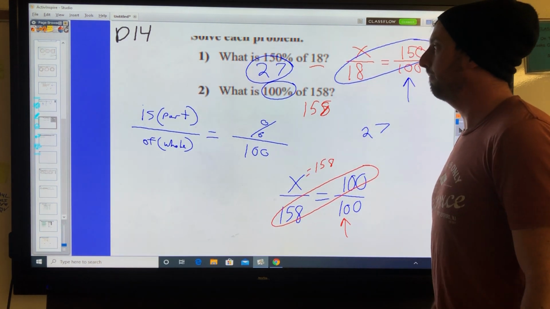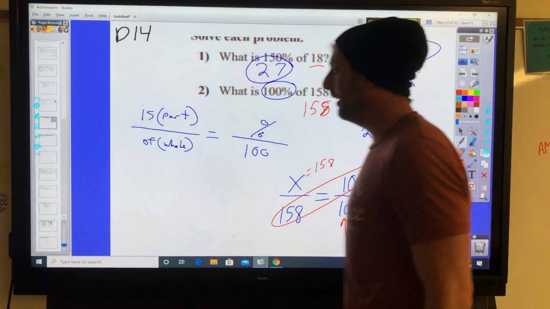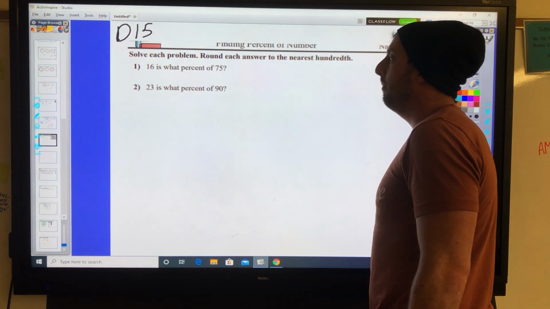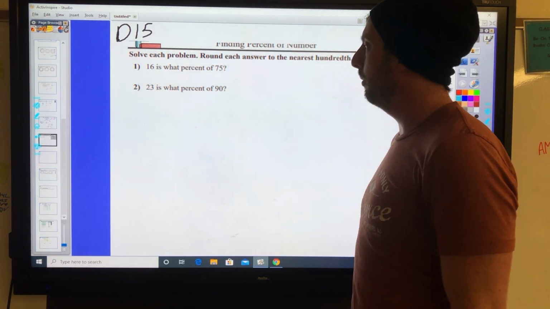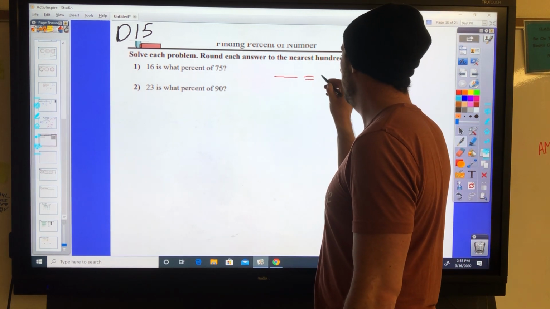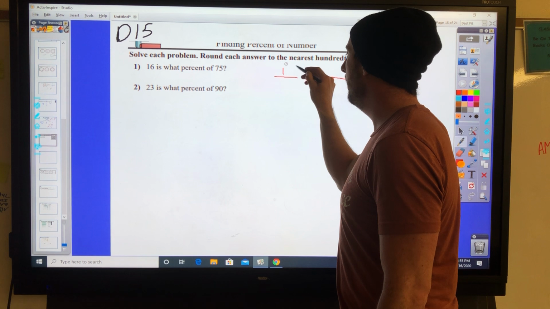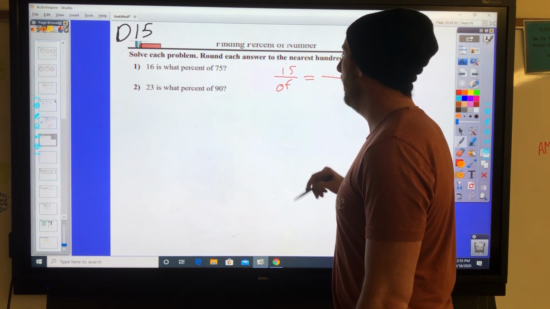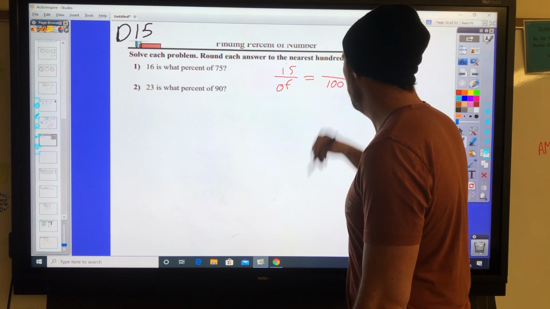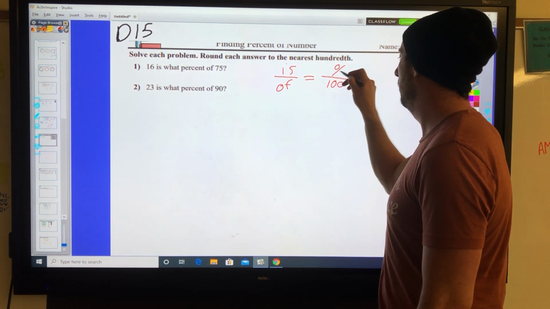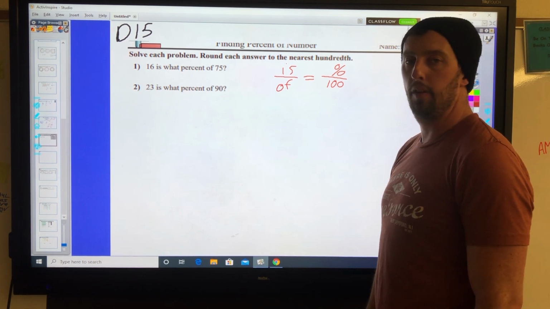All right. Day 15. We're making it. We got 5 left. Here we go. Solve each problem. Round the answer to the nearest 100th. Here we go again. We have our ratio. Here's a little cheat sheet. We have our is goes on top. The of, which is the whole, goes on the bottom. We have it over 100. And we need the percent.